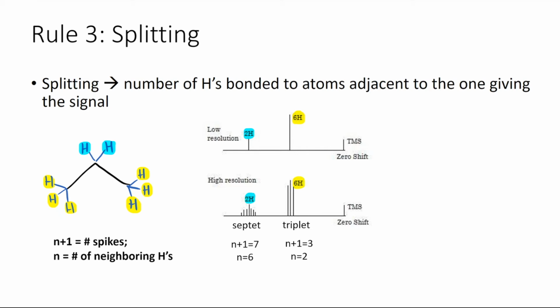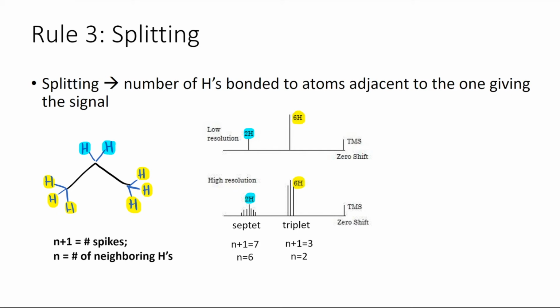Looking at the next signal, we find 3 spikes, or a triplet. So again, according to our equation, n equals 2, which means that the hydrogens giving this signal have 2 neighboring hydrogens, which are our 2 blue hydrogens here. Notice also that the intensity of these 2 peaks is different. Remember in the last slide, we mentioned that intensity tells us the number of hydrogens belonging to each group. So even though we're not given the area, we can say intuitively that the less intense signal is coming from a smaller number of hydrogens, our 2 hydrogens in blue, and the more intense one is given by more hydrogens, our 6 hydrogens in yellow.